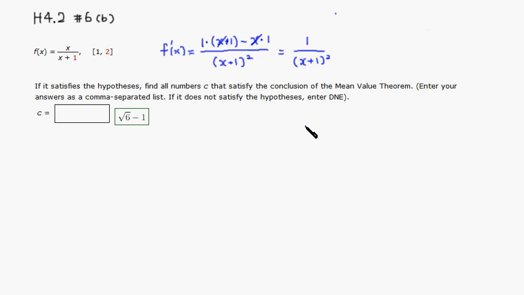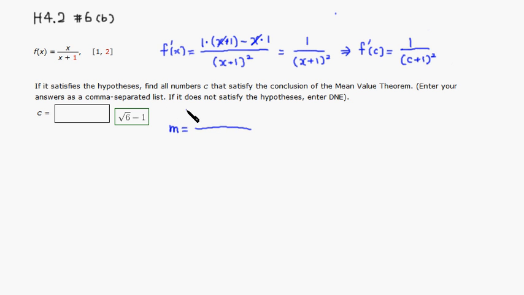We know that this derivative gives you the slope of the tangent line, so we're going to plug in c. There should be some c such that the derivative at c, 1 over c plus 1 squared, is the same as the slope of the secant line from 1 to 2. So let's do that. Let's find the slope of the secant line, m.